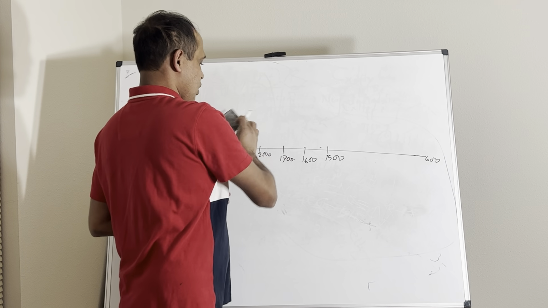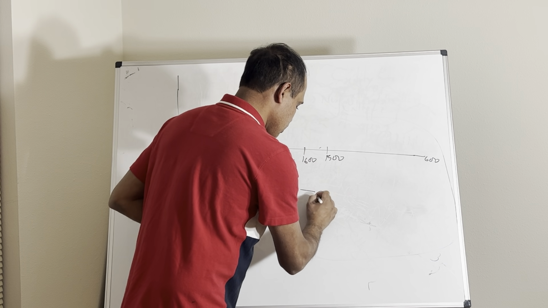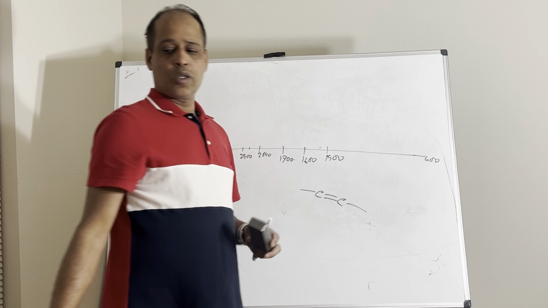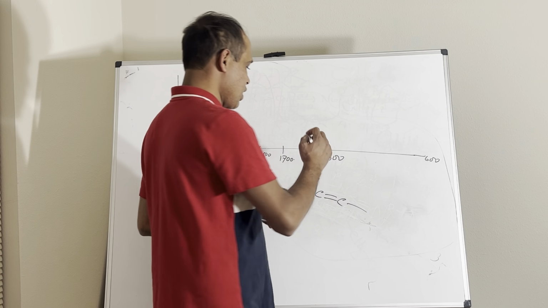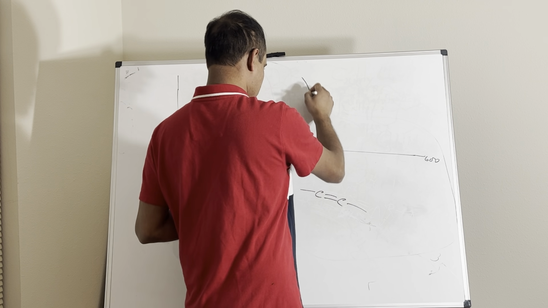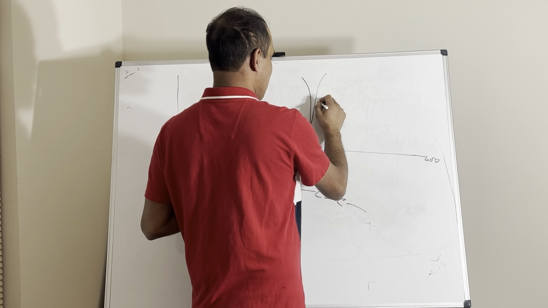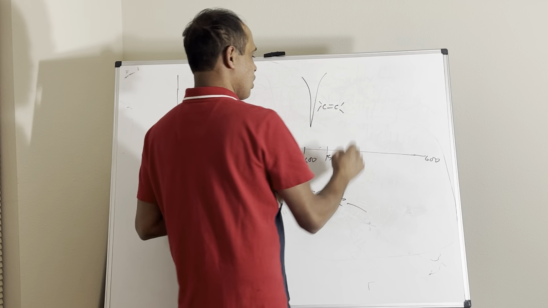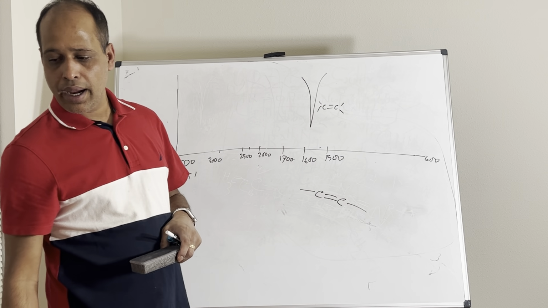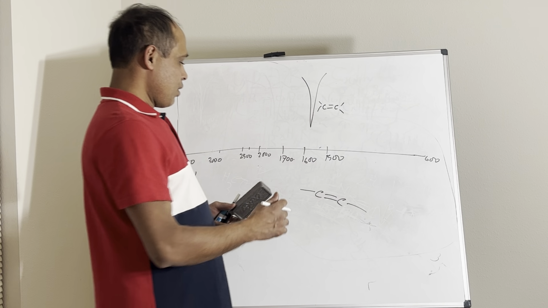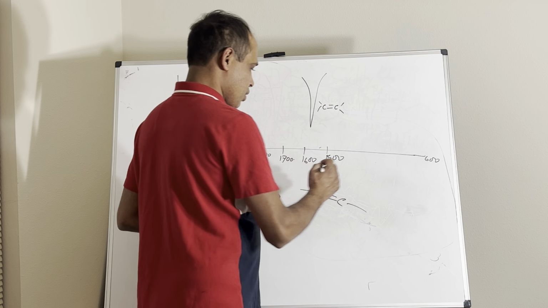Now if you have the alkene carbon-carbon double bond, in that case you'll see one peak around 1500 to 1600. That peak is for the carbon-carbon double bond, okay. And this is only the carbon-carbon double bond.